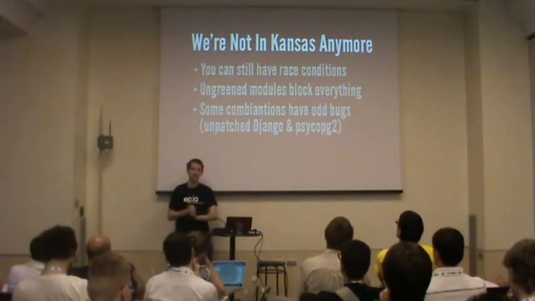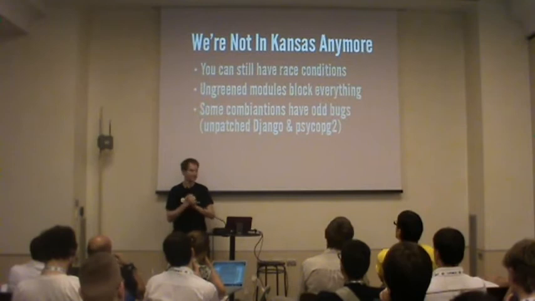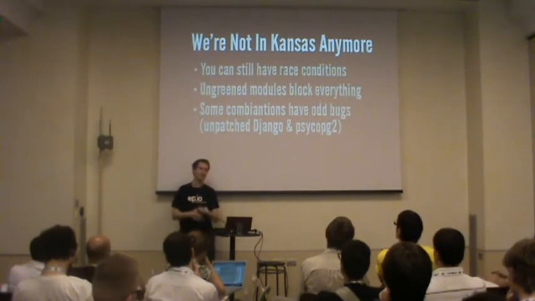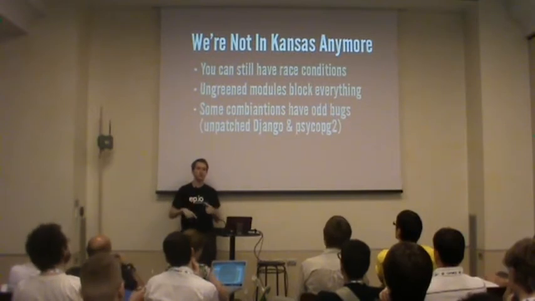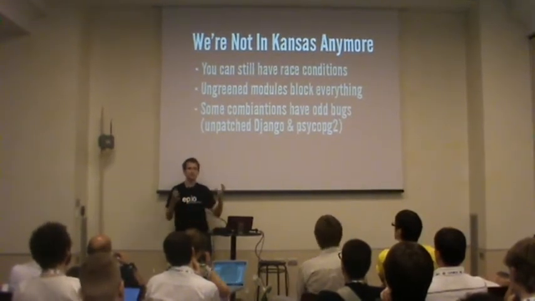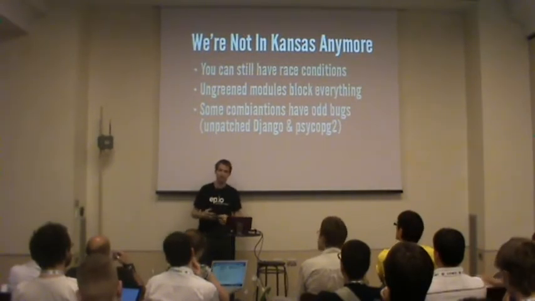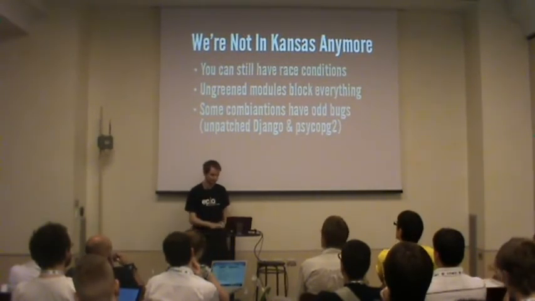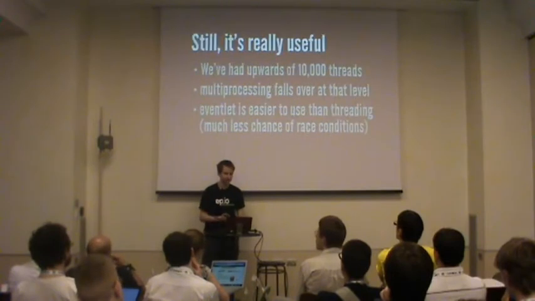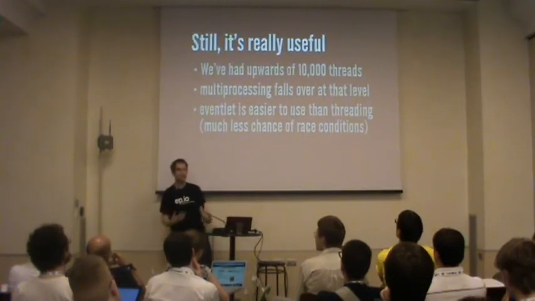For example, if you have an unpatched Django and a patched psycopg2, you will occasionally get massive hangs because Django tries to do the same connection twice on different green threads and this just doesn't like it. So in that case, we're going to patch Django to realise it needs to make a new connection for every green thread. That's an annoying bug. Still, as I said, it's very, very useful.